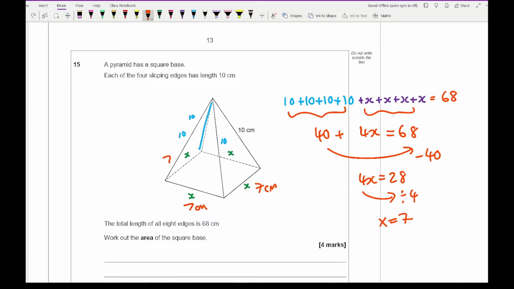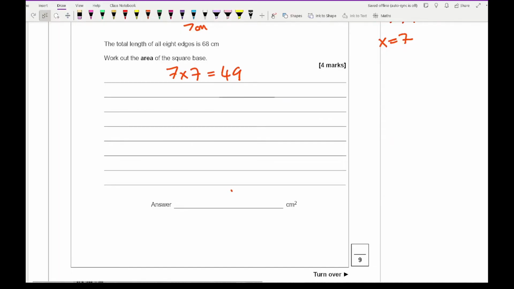Now, I've not finished the question because the question is asking me to work out the area. Well, to work out the area of a square base, it's just going to be the length times the length, which is 7 times 7, which is 49. So all I need to do here is write 49.